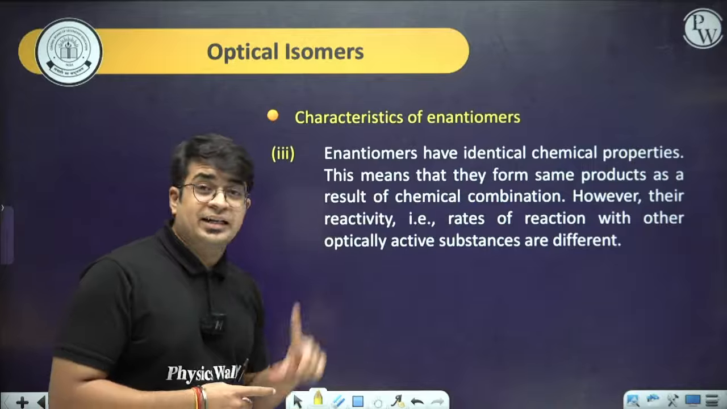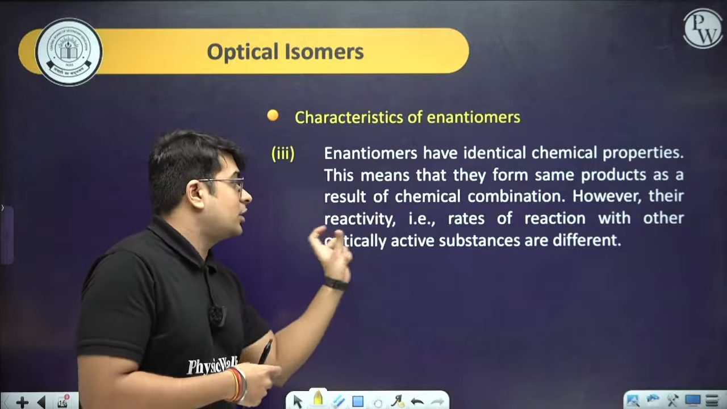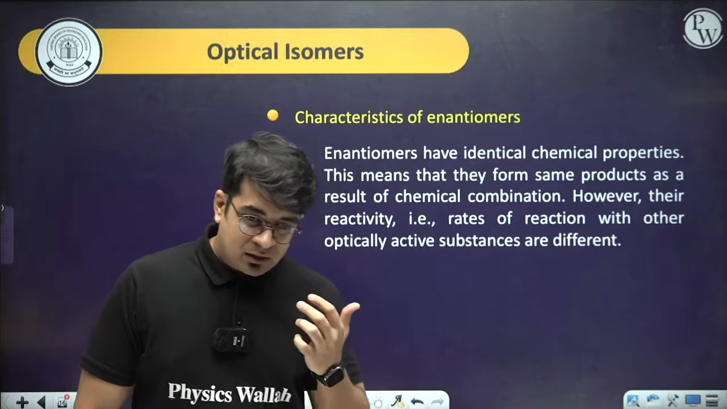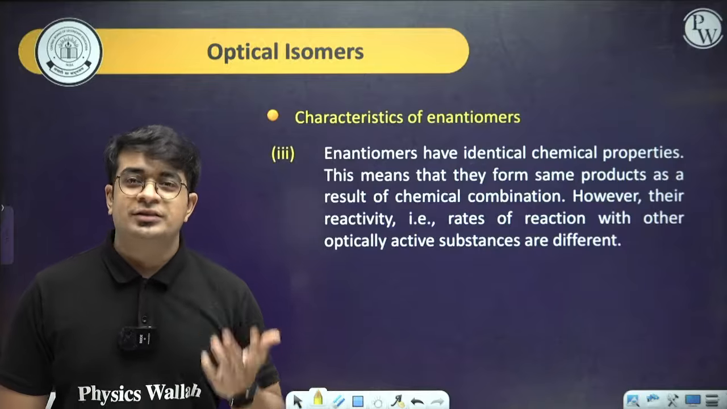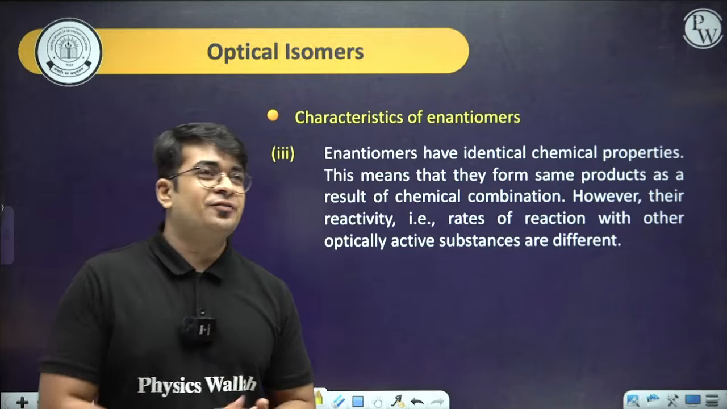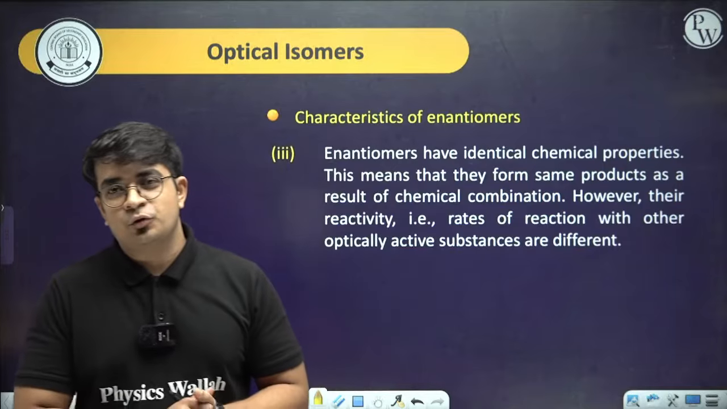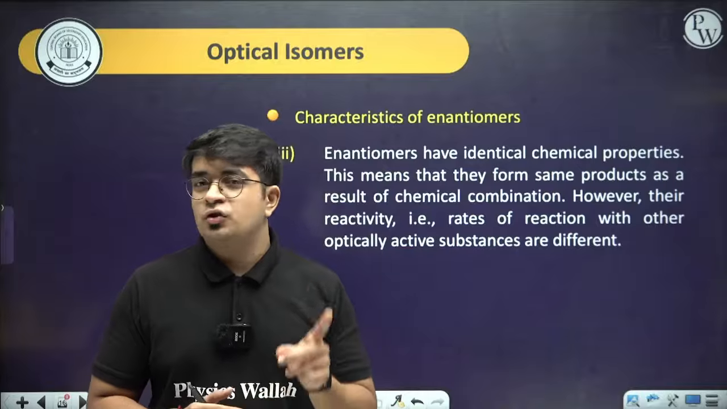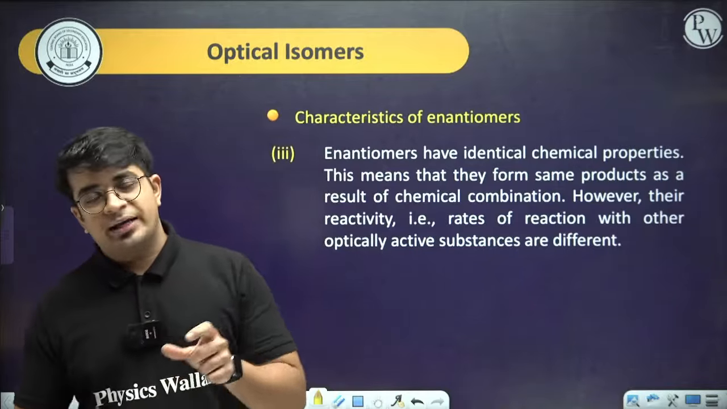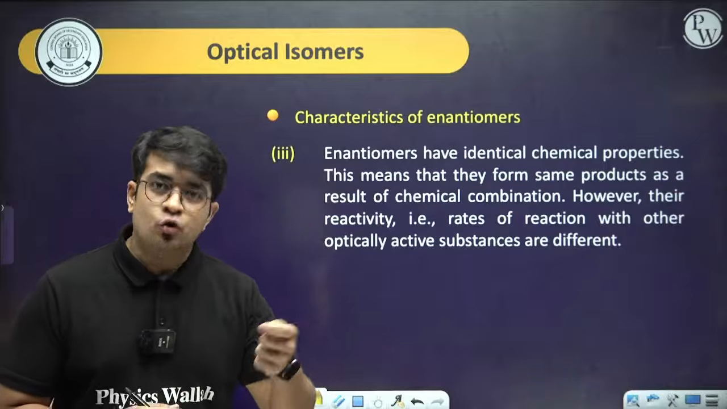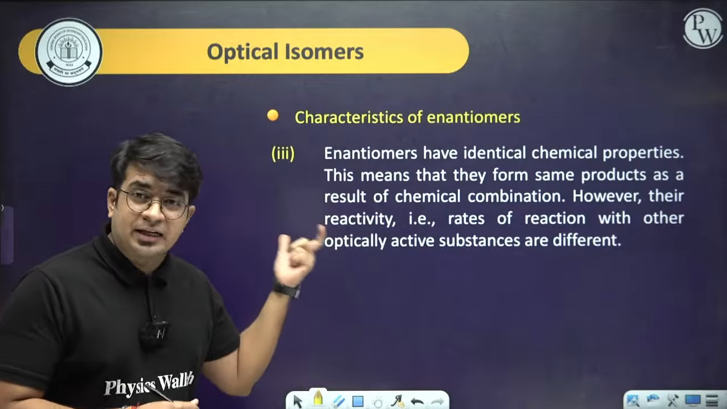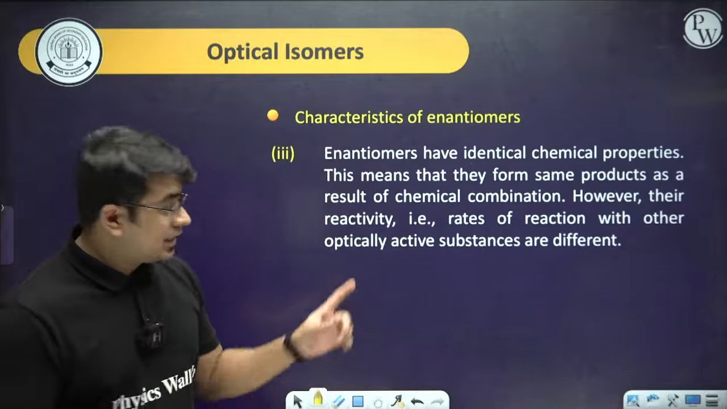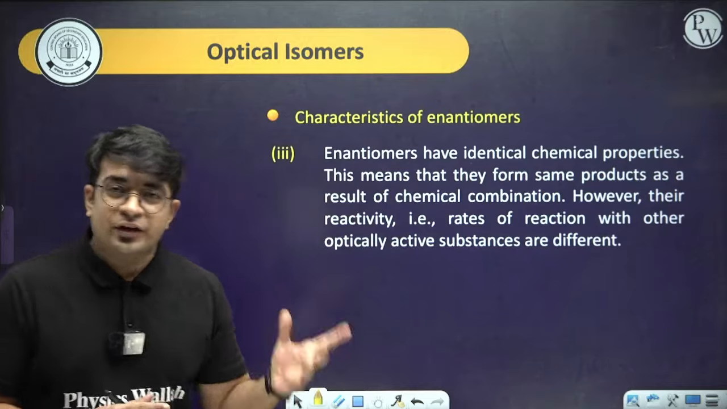However, their reactivity, that is the rate of reaction with another optically active substance, is going to be different, because it's like a key-lock system. You must have known the enzyme key-lock mechanism. Every lock has a specific key; if you use another type of key, it's not going to open that particular lock. So if I'm using an optically active enantiomer and a substrate which is optically active, then their rate of reaction is going to differ.